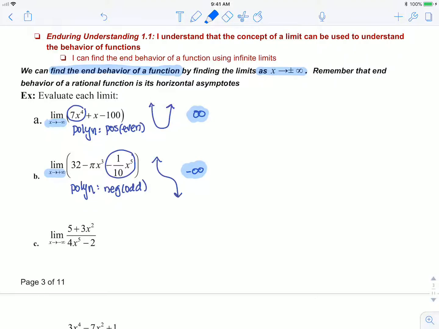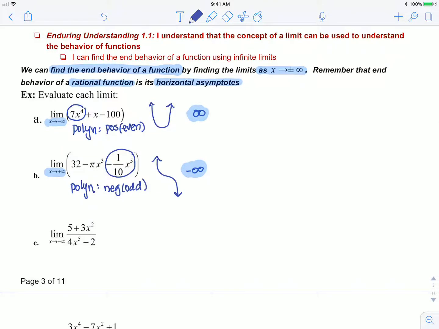Now, when we get to part C, we have a rational function, and the end behavior of a rational function is horizontal asymptotes. So there's a little shortcut we can use to help us find this. We look at the ratio of the highest degree of the numerator and denominator.